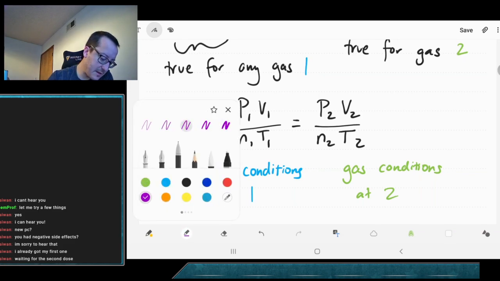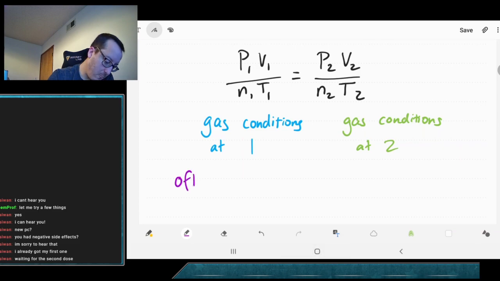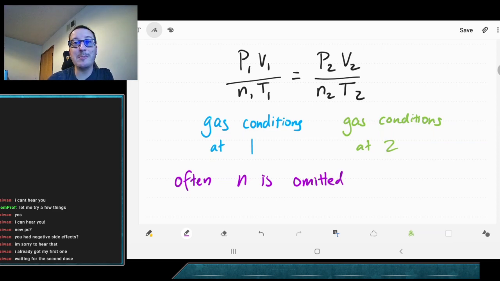Now, one last thing with this is very often we often will just omit n from this equation, and that's if you're dealing with the same gas, like the same sample.